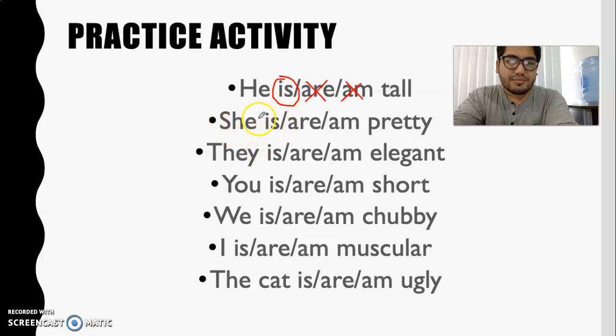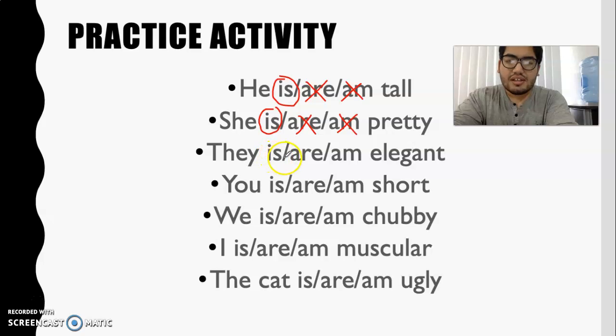Let's see the next one. She is pretty, she are pretty, or she am pretty? Well, it's not she are pretty. It doesn't sound right. Is it she am pretty? No. We use she is pretty.